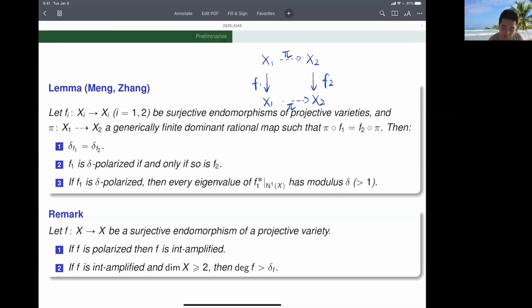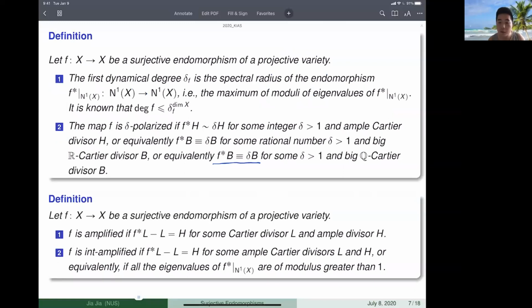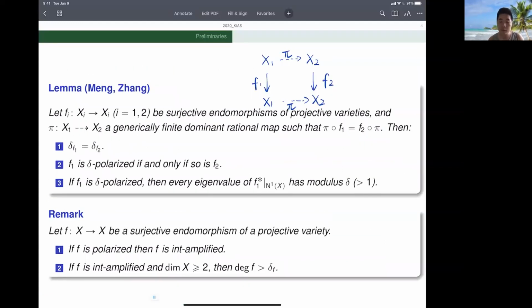This delta is for some integer greater than 1. So combine this with the equivalent definition of inamplified, we know polarized implies inamplified. There is also another remark.